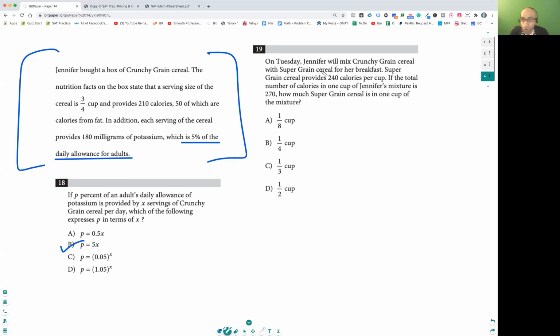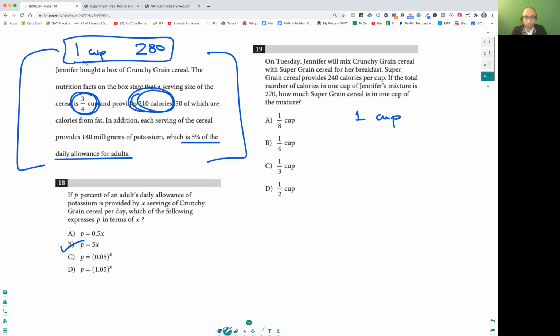I'll give you a hint, folks. It's a 200, and they're talking about 1 cup, first of all. Here the serving size is 3/4 cup. 3/4 cup gives you 210 calories, so 1 cup is going to give you 280 calories. You start from here. 1 cup of this crunchy grain is 280 calories.